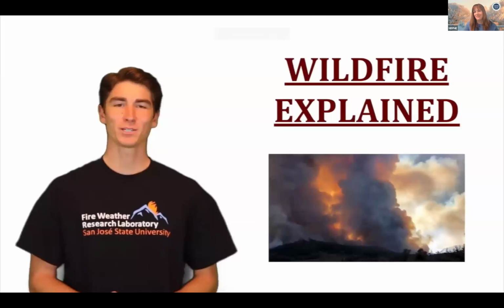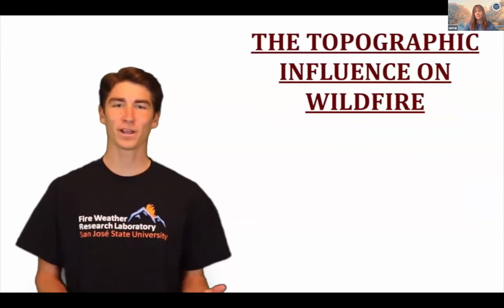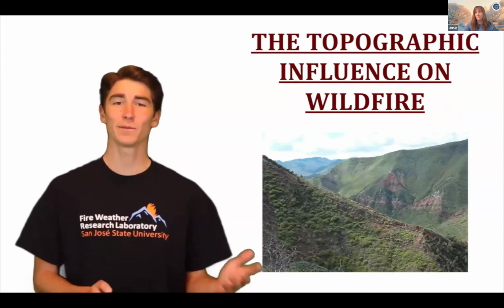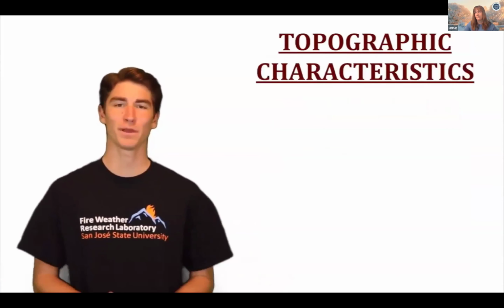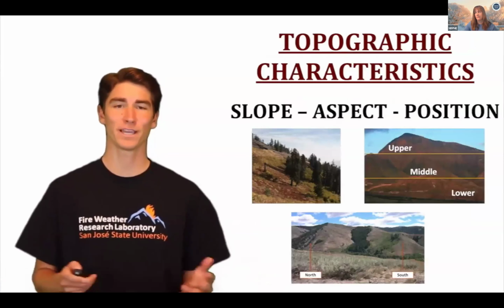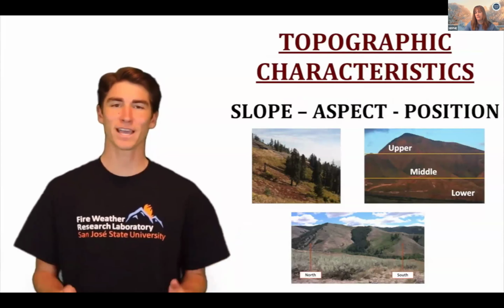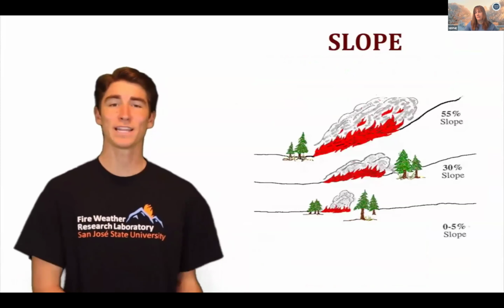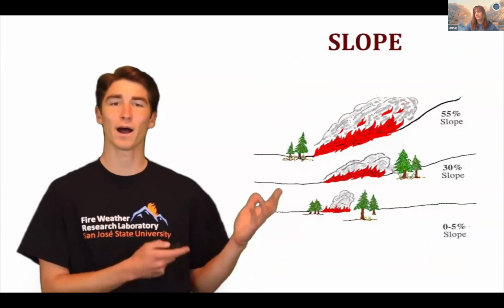Hello and welcome back to Wildfire Explained, the weekly show where we go over the key aspects of wildfire. Topography is the configuration of the Earth's surface, and the influence it has on wildfire is more easily predicted than that of fuel or weather because it changes over a longer time span. The three most important topographic characteristics are slope, aspect, and position because of the effects they have on fuel moisture and temperature. So when it comes to slope, the steeper the slope is, the faster the fire is going to spread, and especially when going uphill.